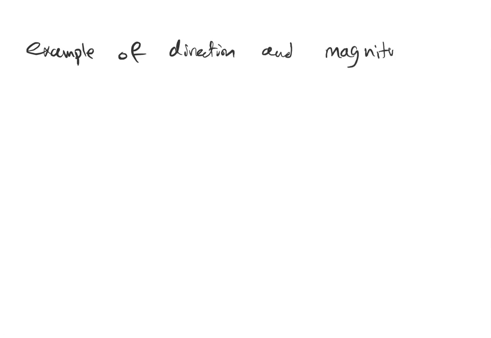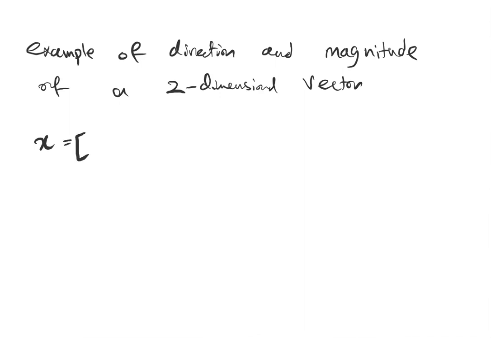So now let's see an example. Let's define an example of direction and magnitude of a two-dimensional vector. In this example, I define my vector x to be equal to (-1, 1). So let's first represent vector x. So it's -1 and 1.